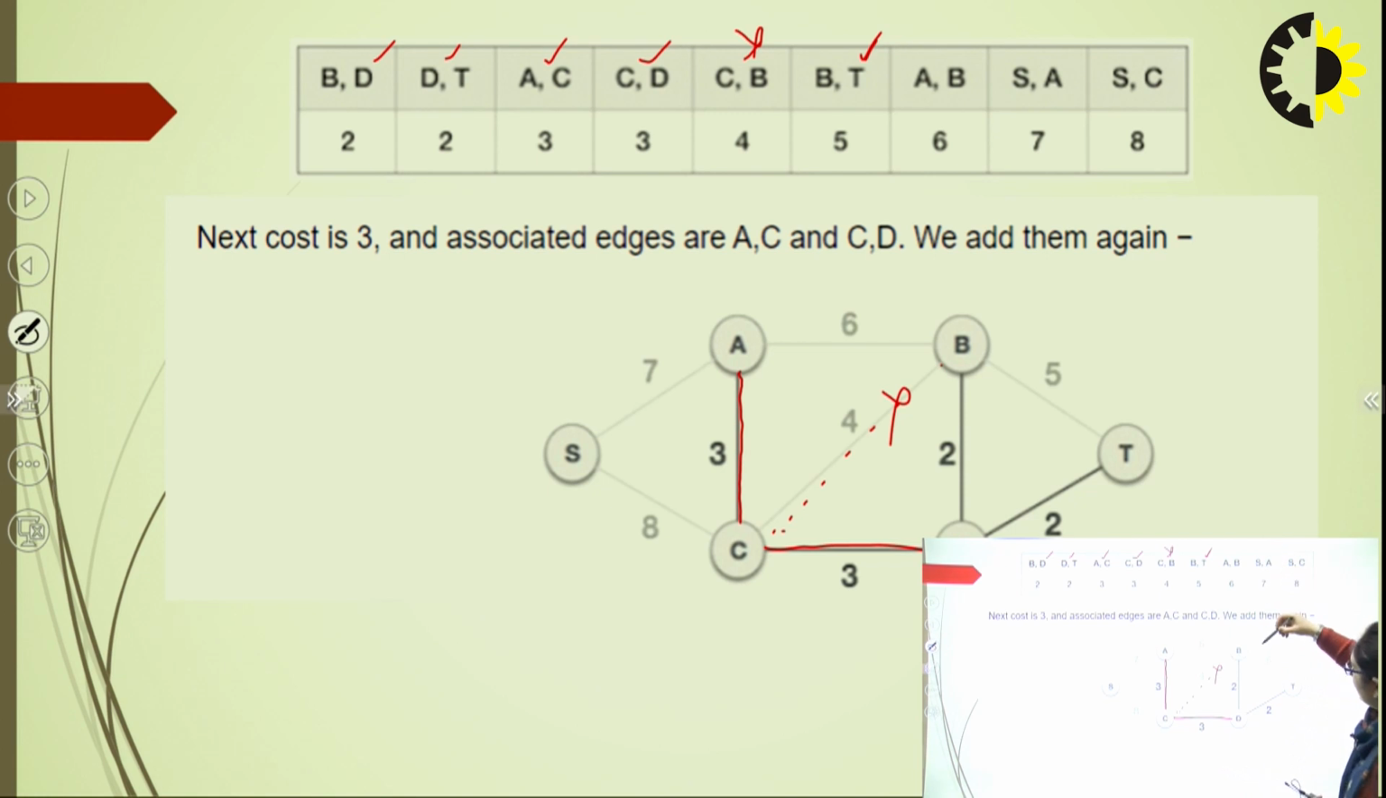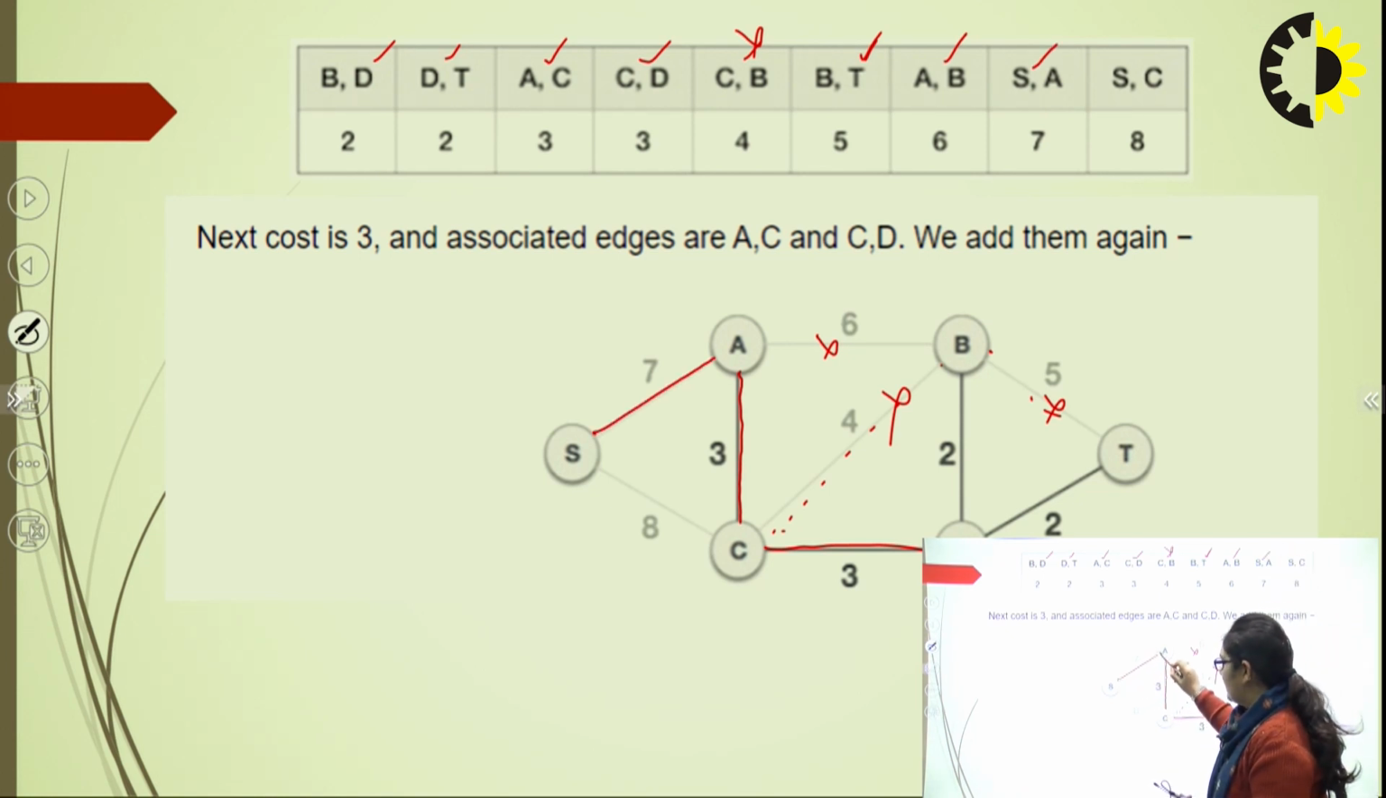Next edge is BT. If we add or include BT in our tree, then it will also create a cycle. So we will not include the edge BT. And after BT we have AB, and AB we also cannot include because it will also create a cycle.